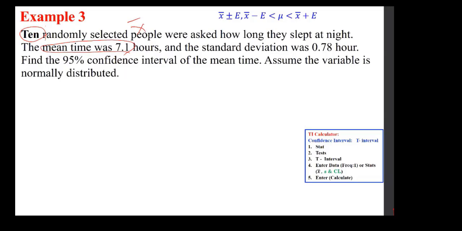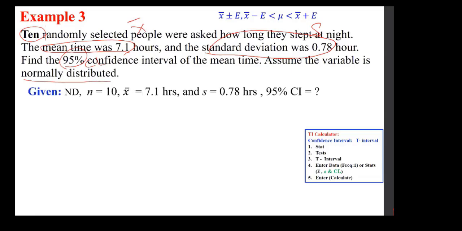10 randomly selected people were asked how long they slept that night. So 7.1 pertains to those 10 subjects. And those 10 subjects have a standard deviation of 0.78, and that is S. 95% confidence interval. And assume normal distribution, so with that being the case, we know it's a normal distribution. We know N is 10, X bar is 7.1, S is 0.78, and the 95% confidence interval is of interest to us. Let's make up the confidence interval.